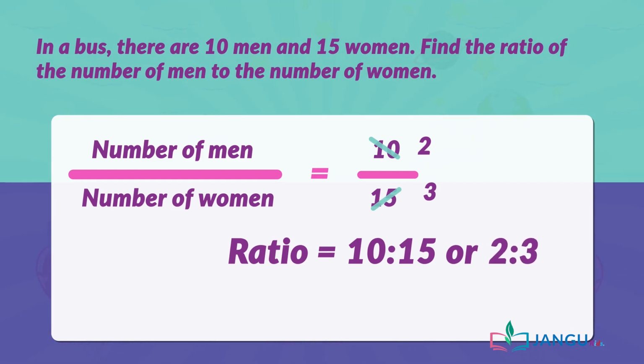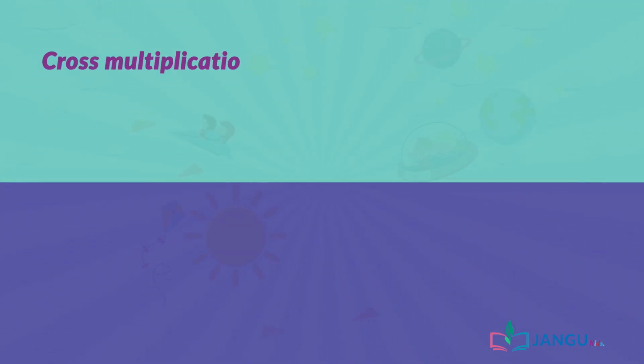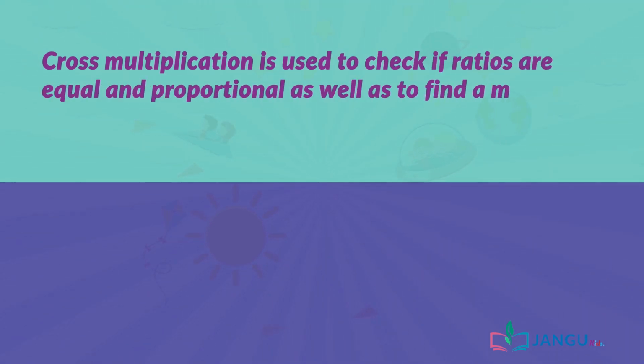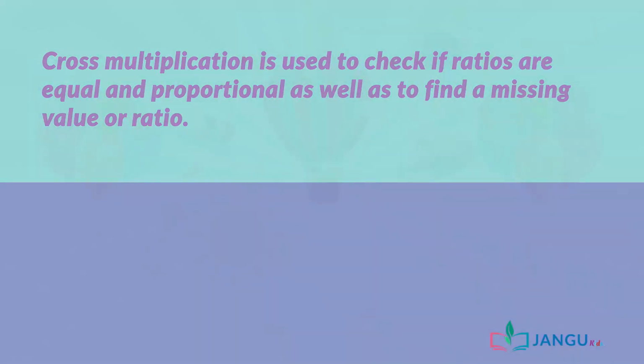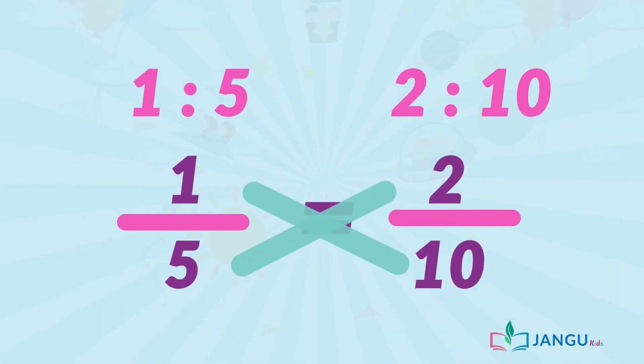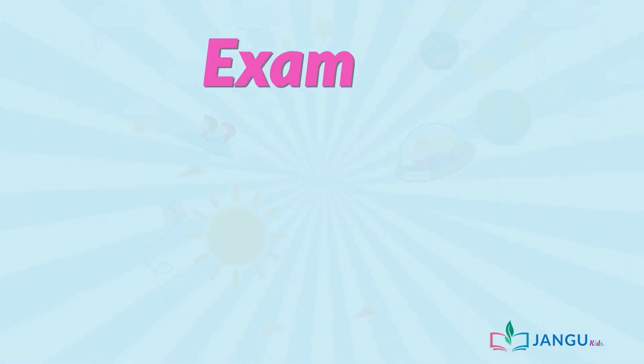Now, can you guess what type of ratio that is? You're right! It's a part-to-part comparison. Good job! Also, we can use cross multiplication to test whether two ratios are equal and proportional, as well as find the missing value or ratio. We can do this by multiplying this and this.